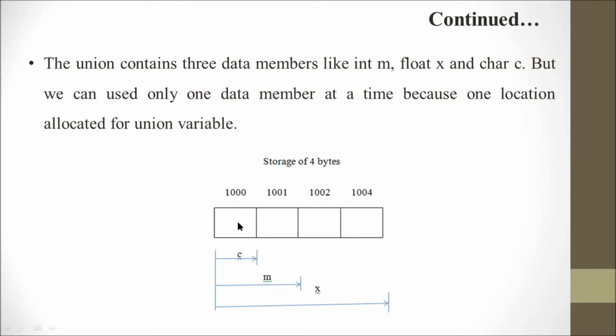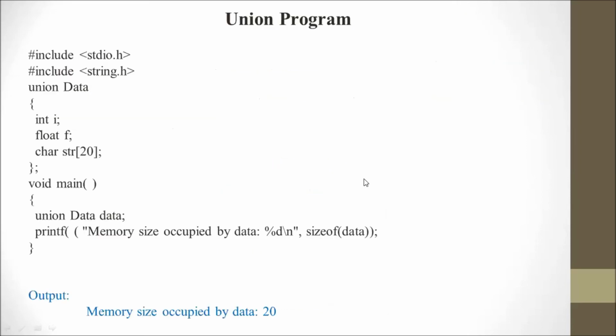Okay, so here c is a character and stores 1 byte, and m is an integer and stores 2 bytes. Okay, and the float stores 4 bytes. So this is the maximum storage size of the union. So this is the program of union.